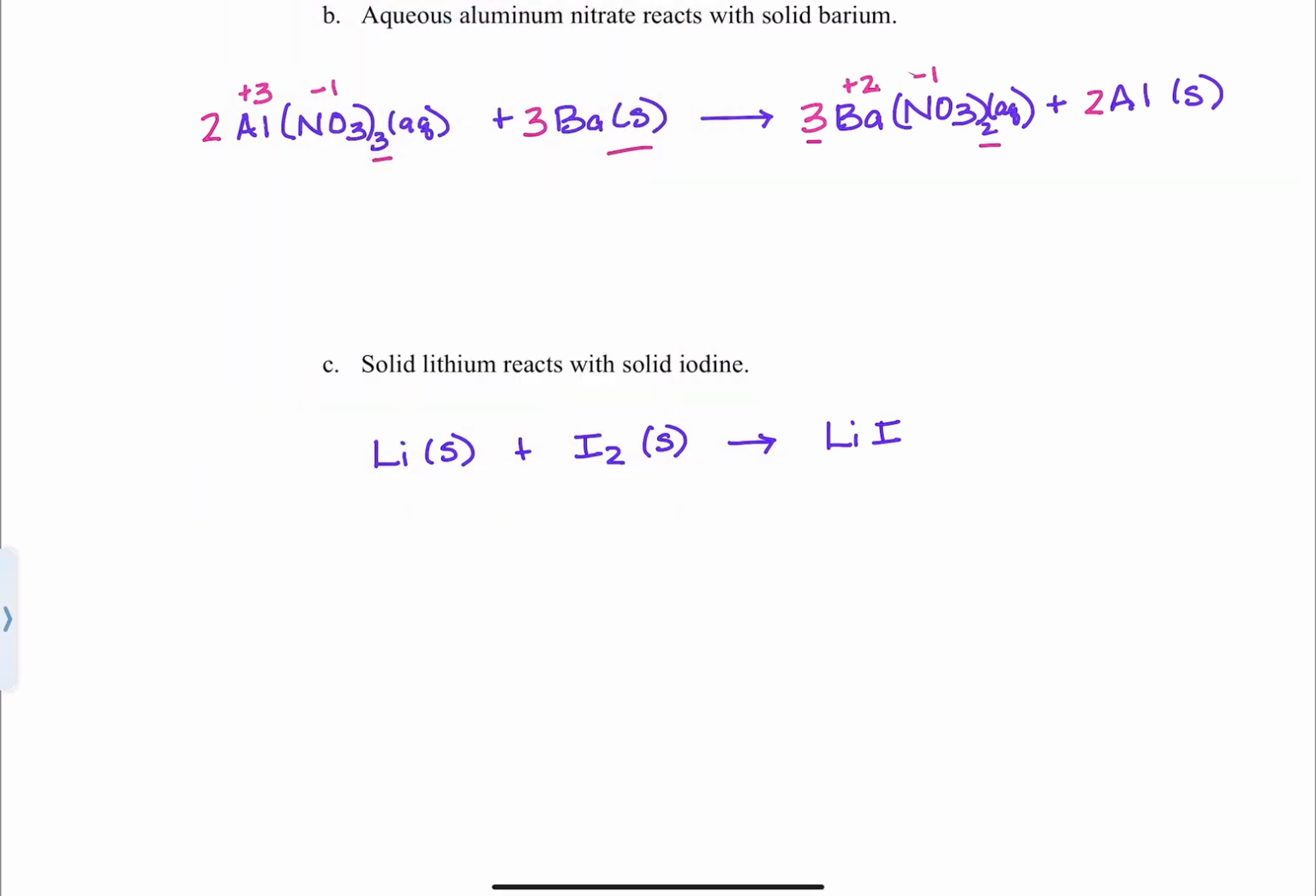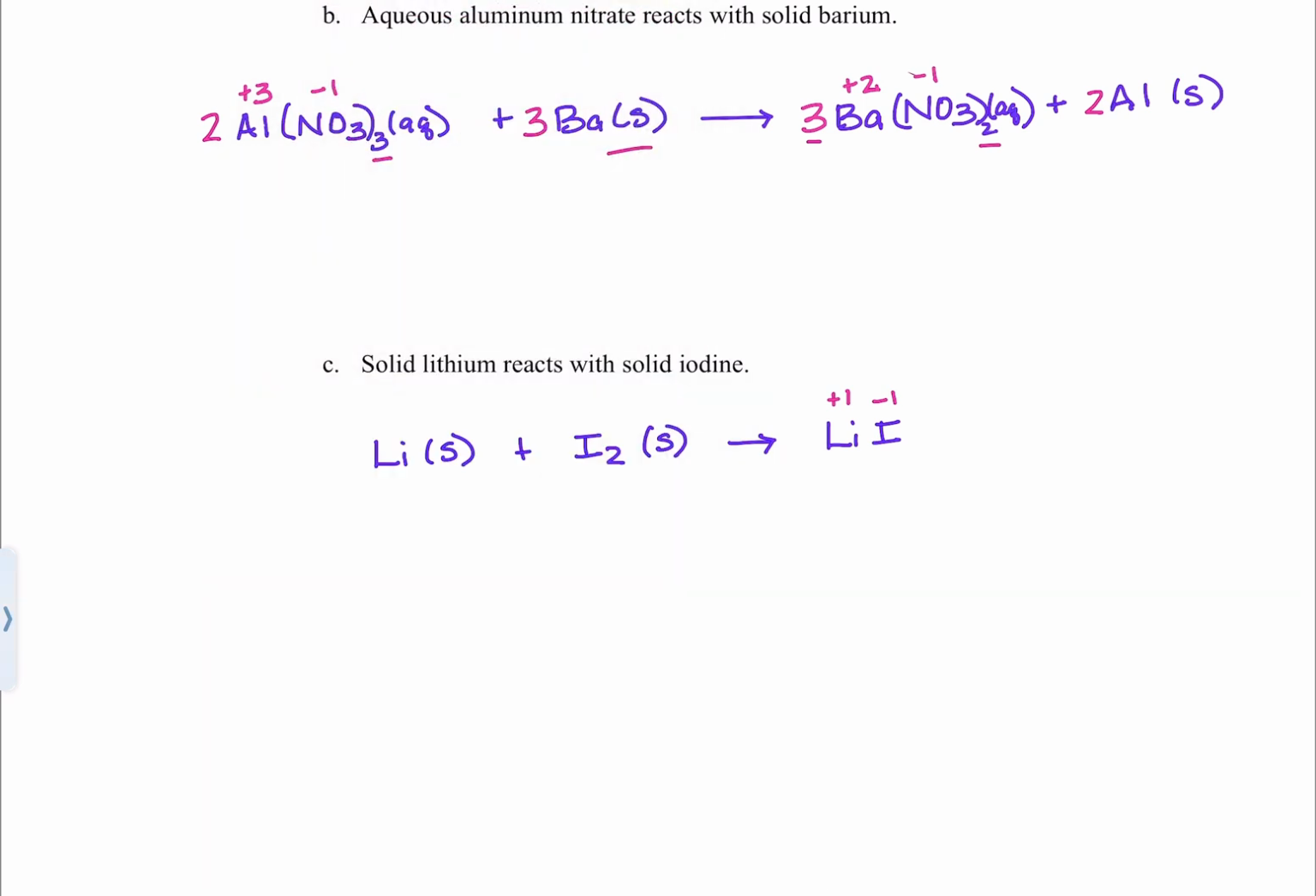Okay, let's check our charges, make sure our compound's written correctly. If we look at a periodic table, lithium has a +1 and iodine has a -1. So this compound is perfect as is. We don't have to change anything.